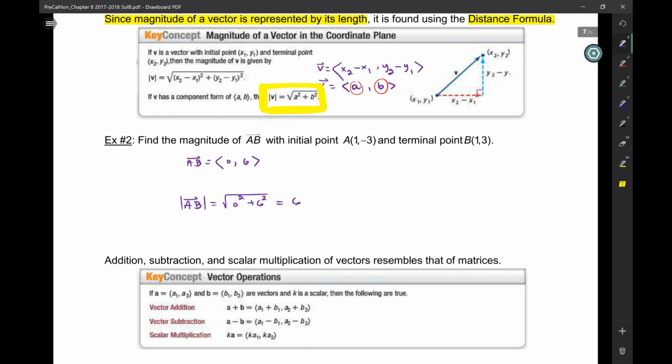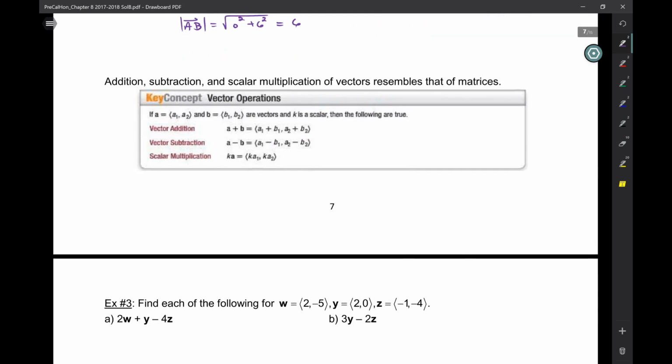You will. Okay. Addition, subtraction, scalar multiplication. Addition and subtraction. If you want to add two vectors, this is vector A and this is vector B, and you wanted to add them, you just add the first terms to each other, and then you add the second terms to each other.